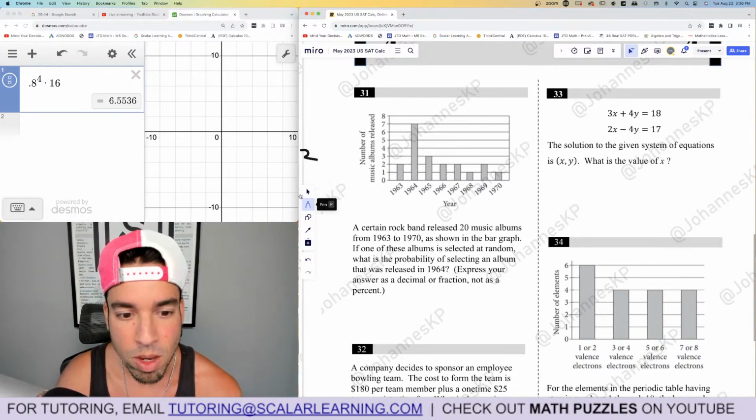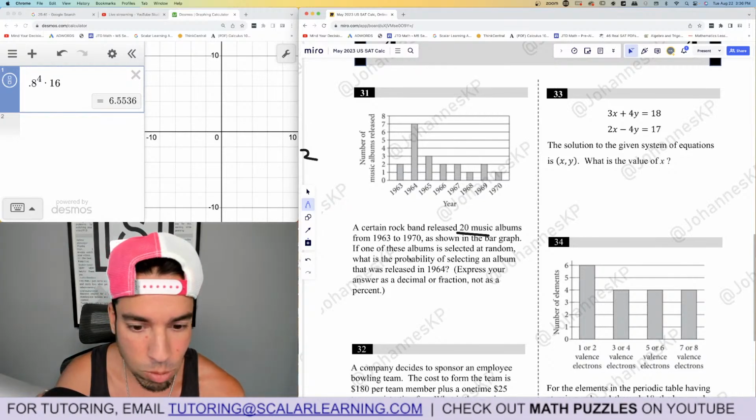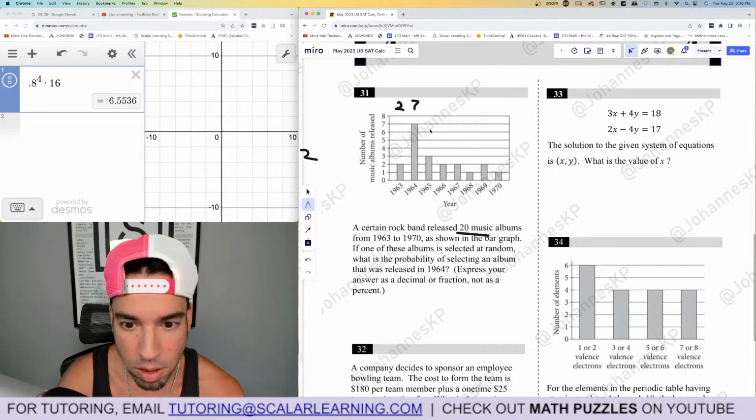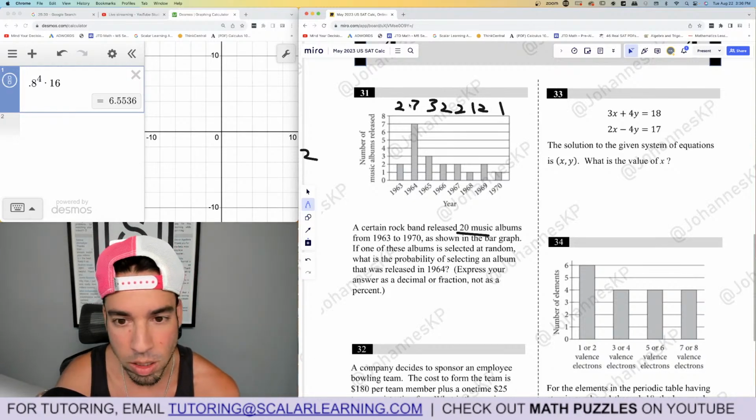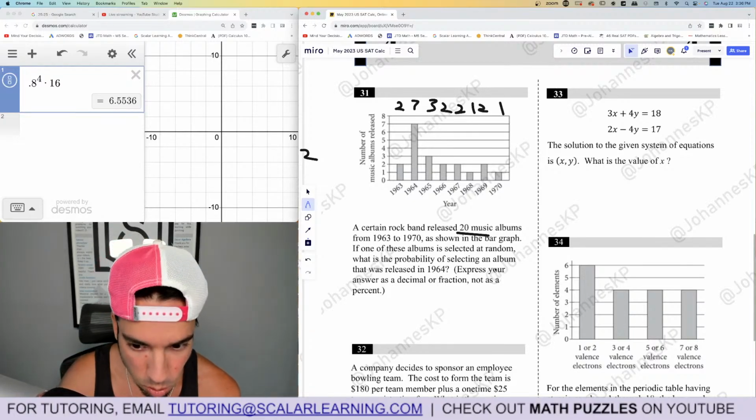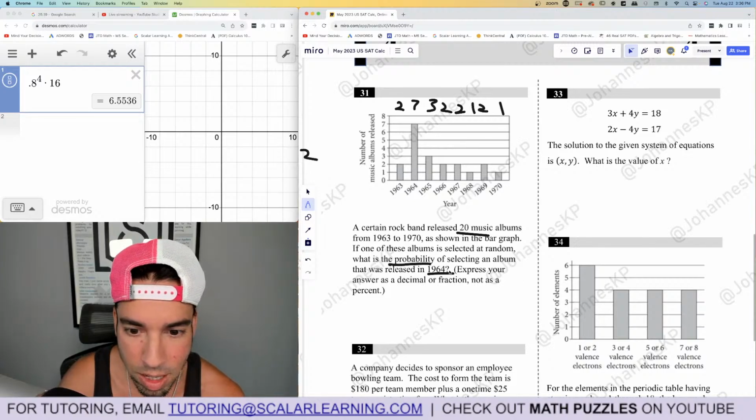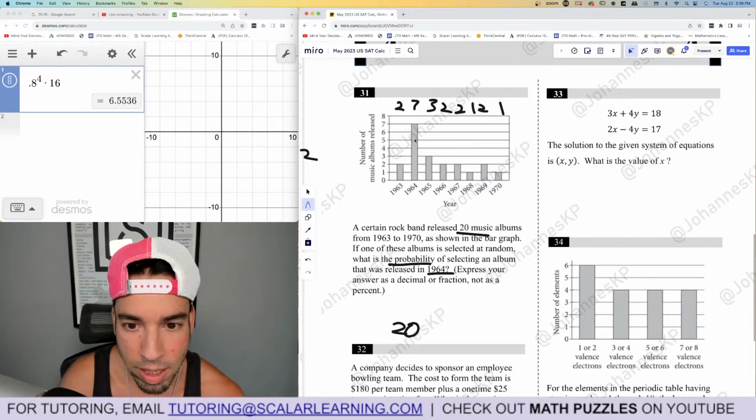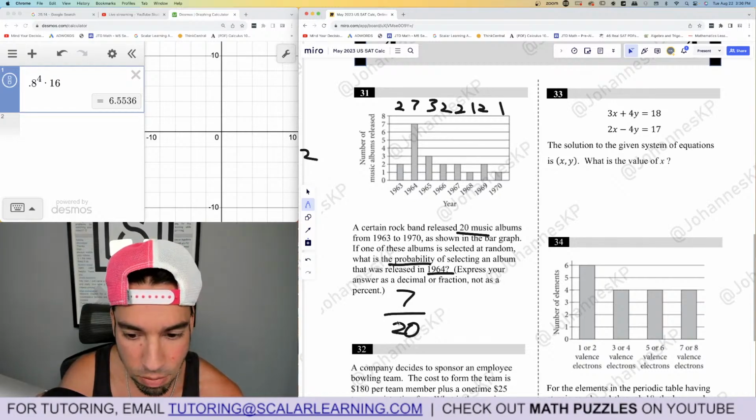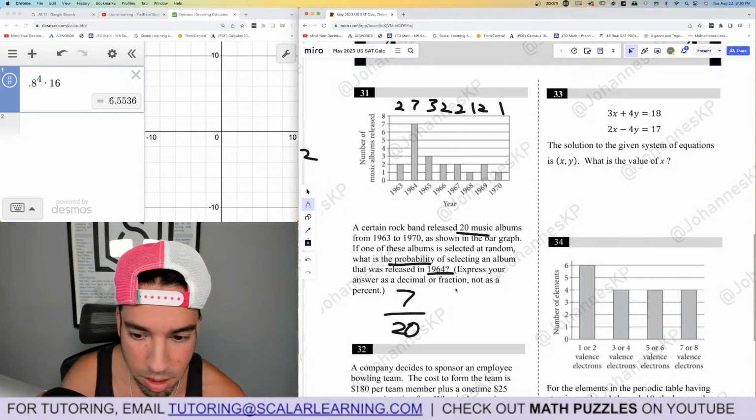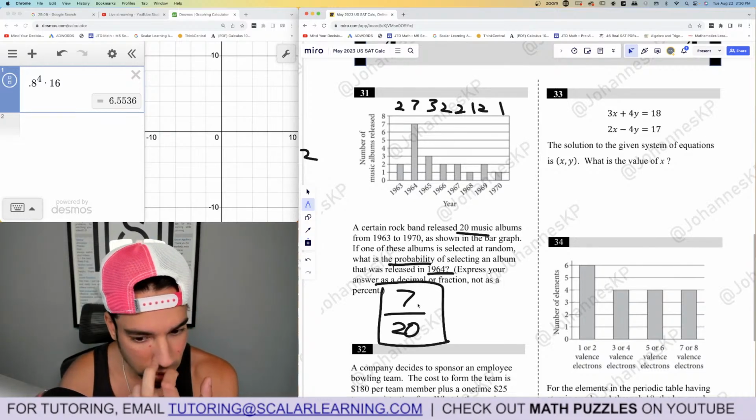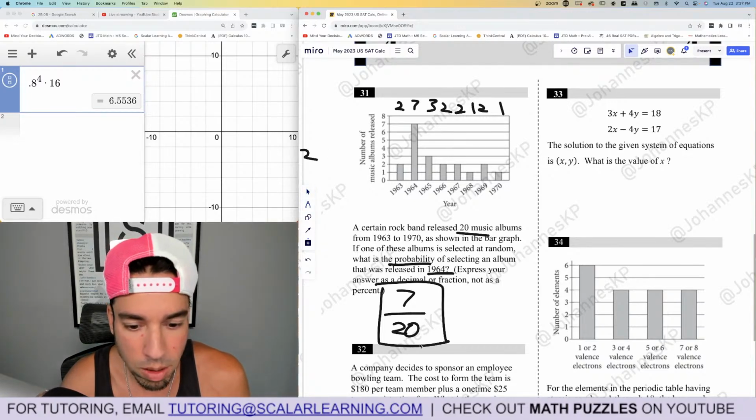A certain rock band released 20 music albums from here to here. So we'll say 2, 7, 3, 2, 2, 1, 2, 1. Of course, this should add up to 20: 9, 12, 14, 16, 17, 18, 19, 20. Cool, it works. If one of the albums is selected at random, what is the probability of selecting an album that was released in 1964? We got 20 total, and I got 7 in 1964. It says it can be a decimal or fraction, so this is fine. As a decimal, it would be 0.35, but either way.